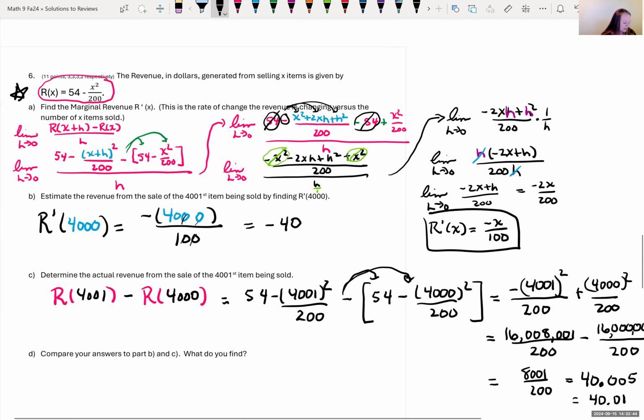So the last part says compare our answers, B and C. What do you find? We find that the derivative function is a good estimate on finding the revenue of the 4,001st item, to the exact answer of what that would cost.